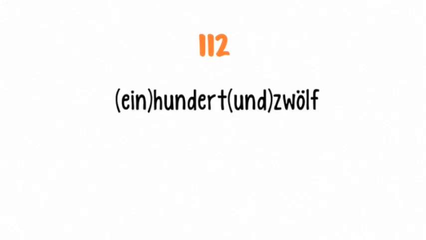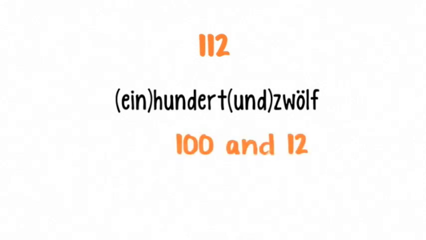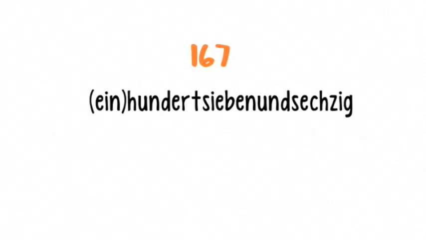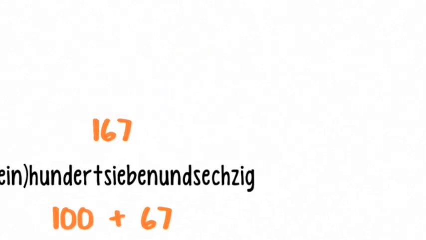Now let's have a look at, for example, the number 112, or simply 112. In order to form this number, you just have to add 112 together. So 112. Let's have a look at 125. Again, 100 plus 25. And 167, which is 100 plus 67.